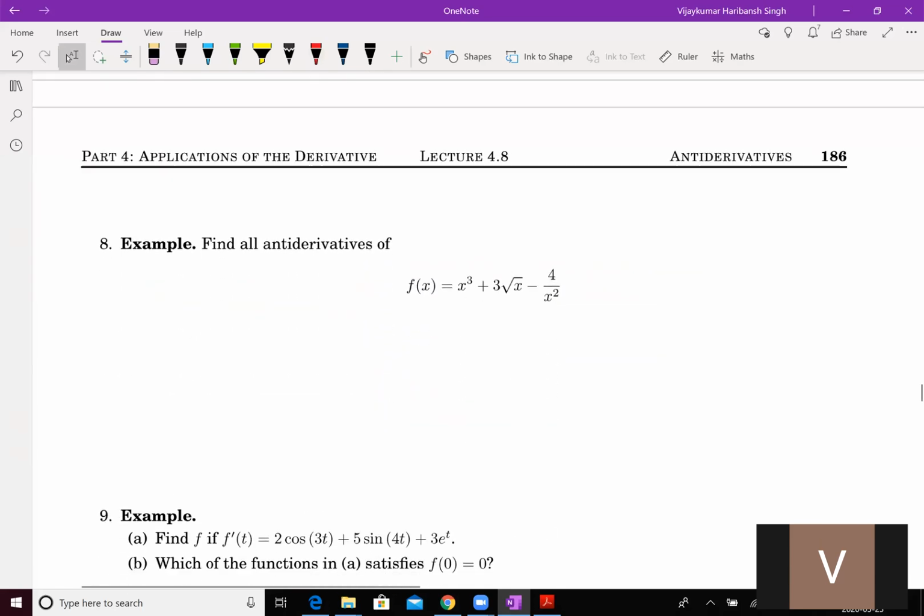So let's find all the antiderivatives of this function, f of x equals x cubed plus 3 square root of x minus 4x squared. Now note all of these are powers of x. So I can write it as x cubed plus 3x to the half minus 4x to the minus 2. So now what are the antiderivatives of f of x?